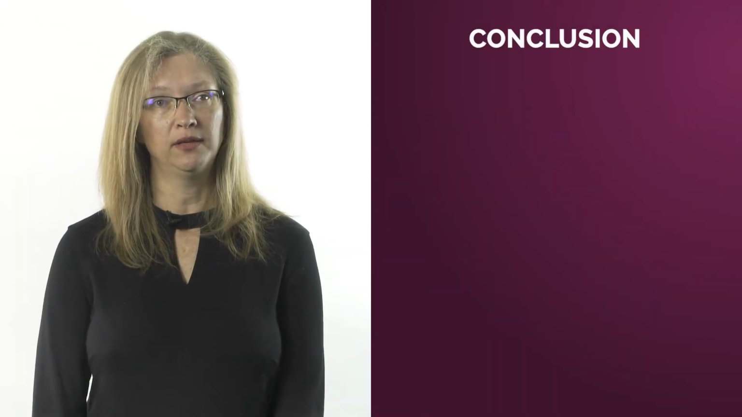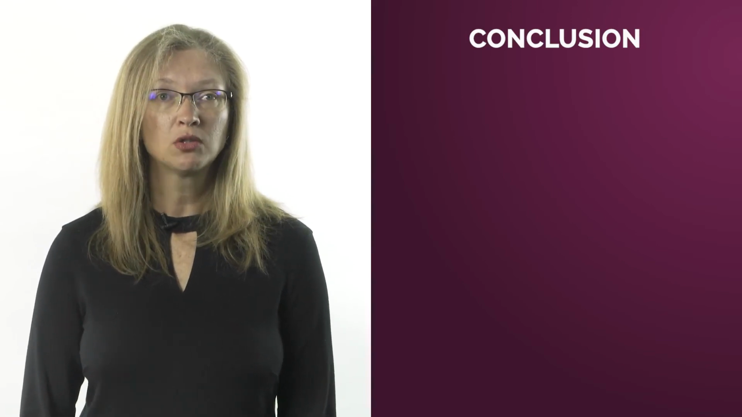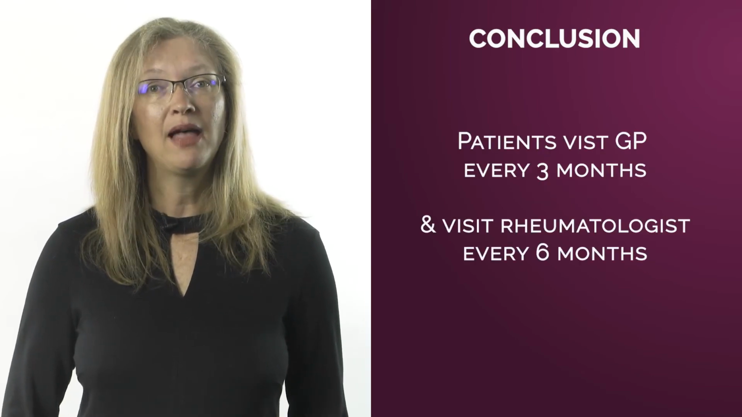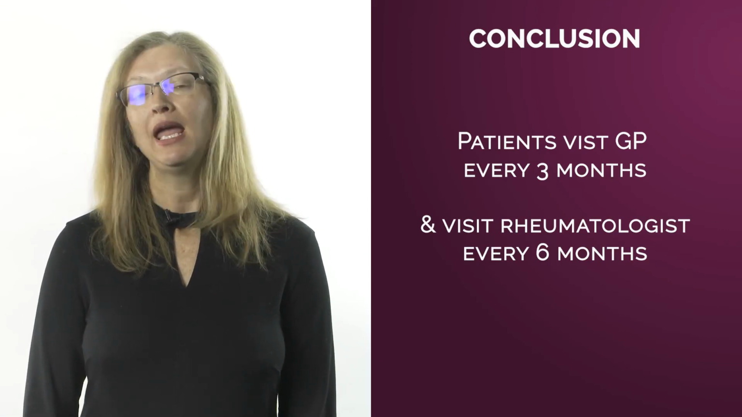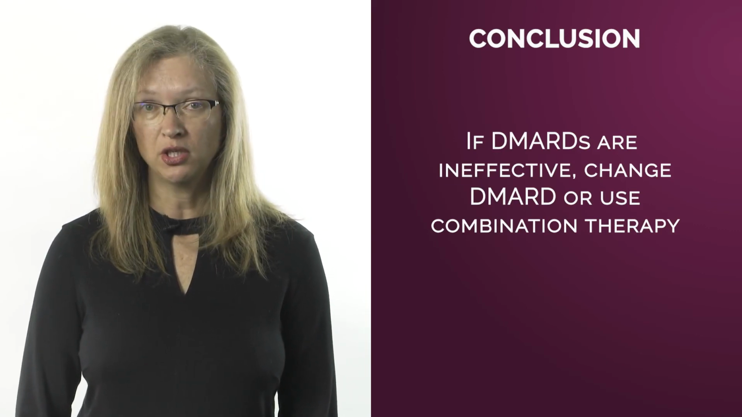Newer biological therapy is now available, so people who are resistant or fail on multiple DMARD treatment can be started on biological agents. In conclusion, treatment is aimed to prevent joint destruction in the long term, so DMARDs should be started early. Patients should see their GP every 3 months and their rheumatologist every 6 months. If DMARDs are not effective, they should be changed or started on a combination of drugs. People should be referred to a rheumatologist early on for specialized treatment.